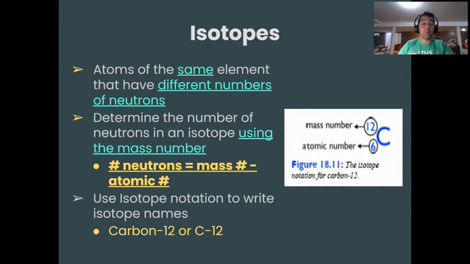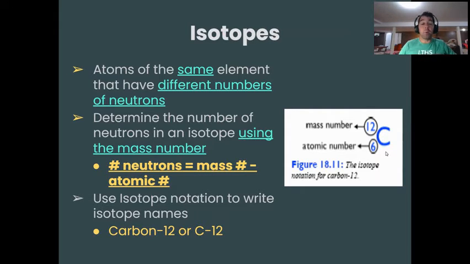Now, to determine the number of neutrons, we have to take the mass number minus the atomic number, and that will give us the number of neutrons. If we remember, looking at the isotope notation here, the bottom left number is protons, or the atomic number. The top left number is our mass number. So in order to find how many neutrons this particular isotope of carbon has, we would just take 12 minus 6. So we can figure out that this atom of carbon has 6 neutrons.